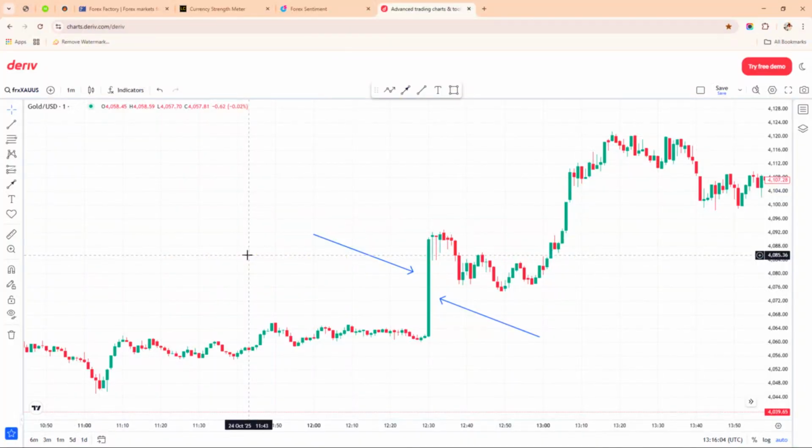So okay, welcome guys. Today we're going to be talking about how news trading works in the forex market, and how to basically use news trading to make money in the forex market. So we're going to start first with the concept of news trading. What is news trading in general?